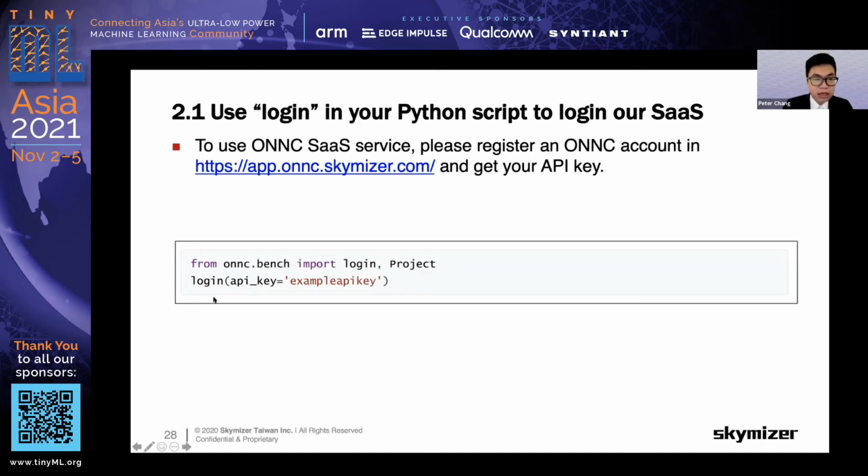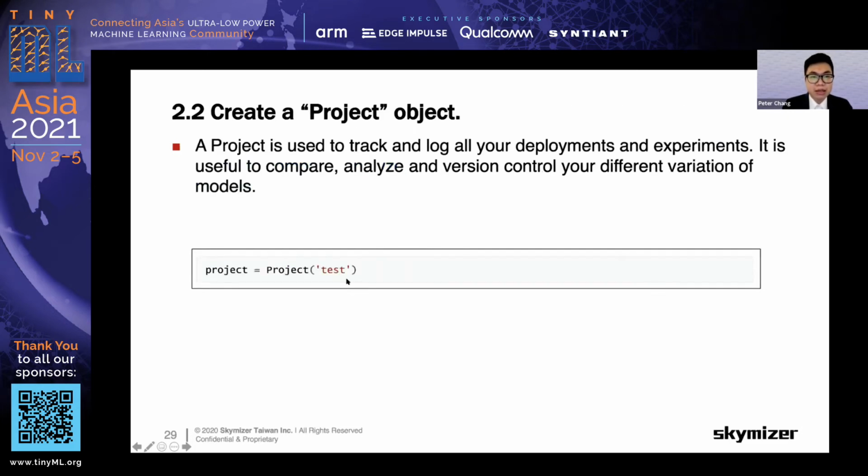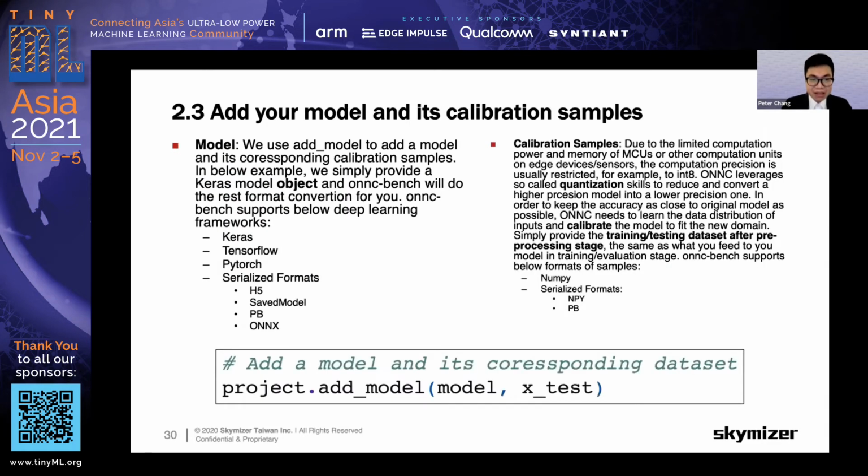The first is login. You use the login function and key in your API key over here. Then create a project object to create a project, and then add your model and its calibration samples. Here, you could use this function project.add_model to add your model and your calibration samples.